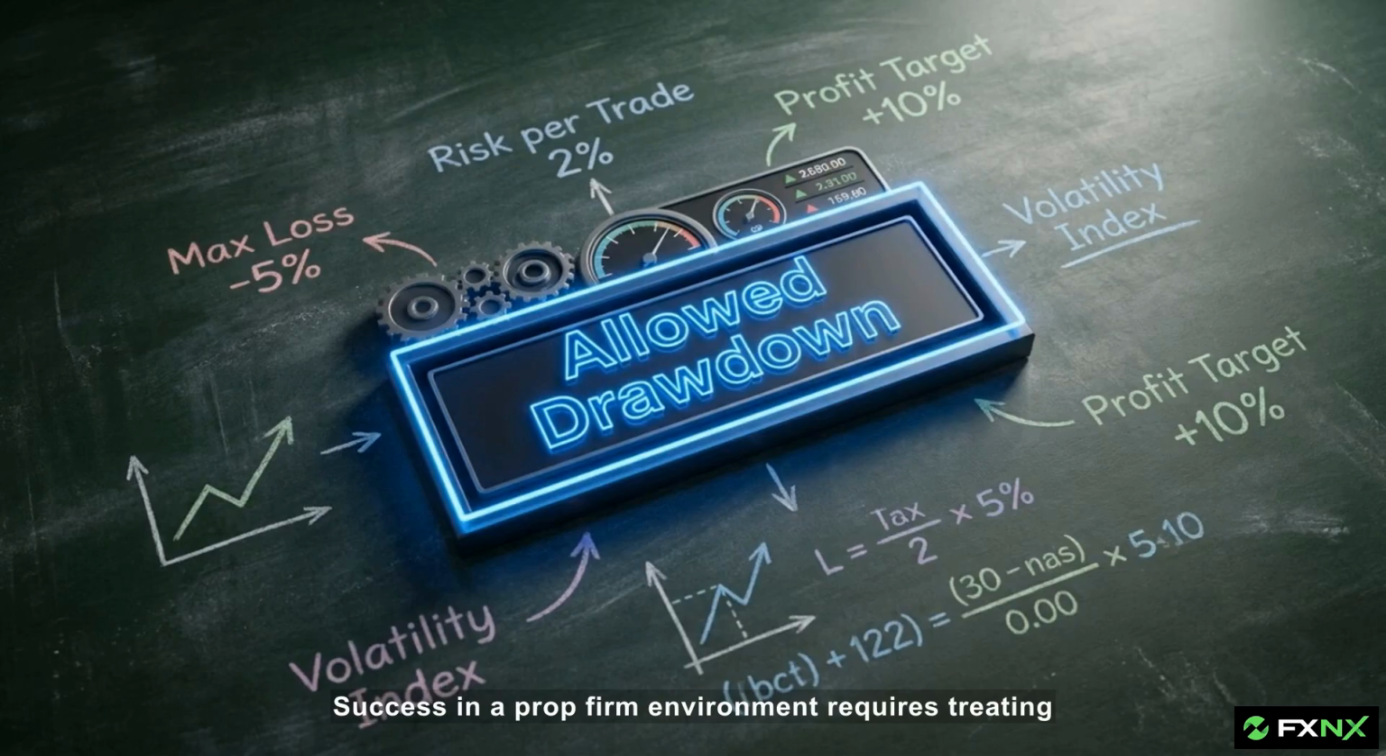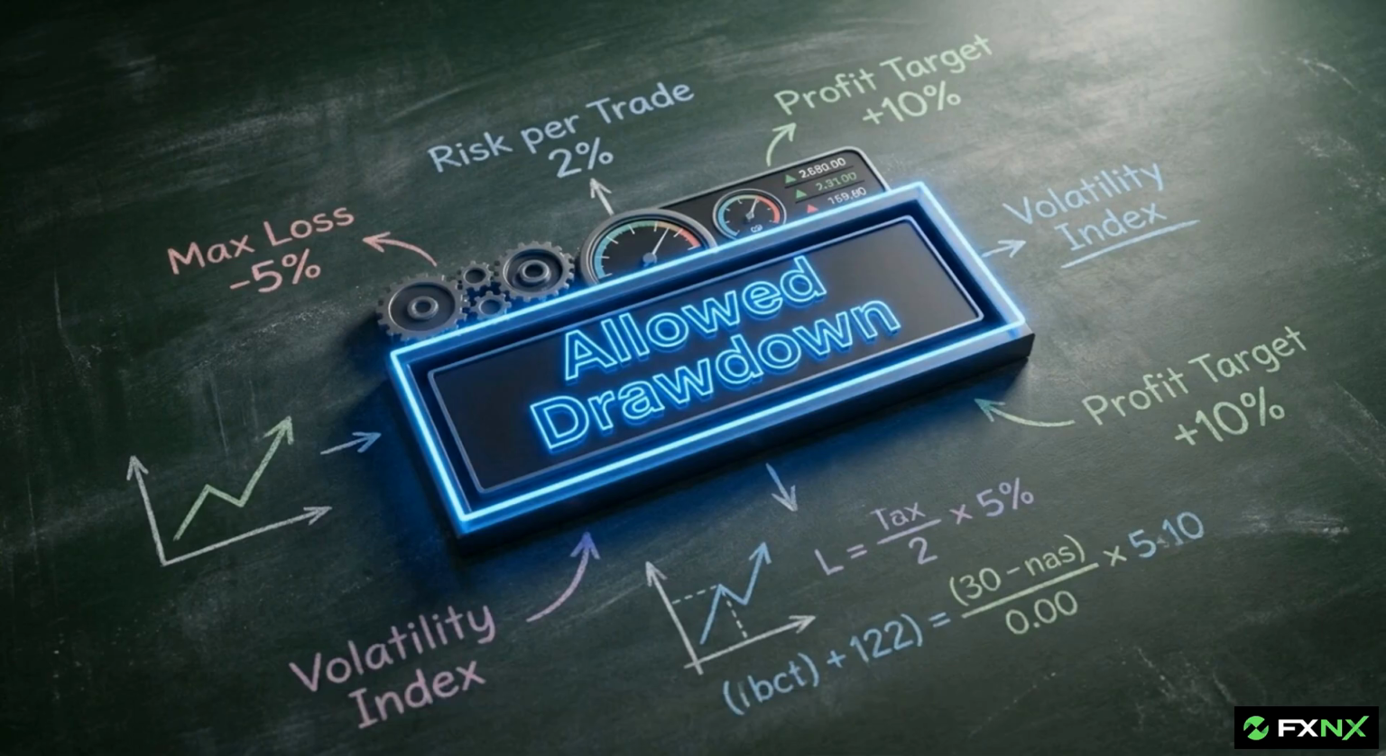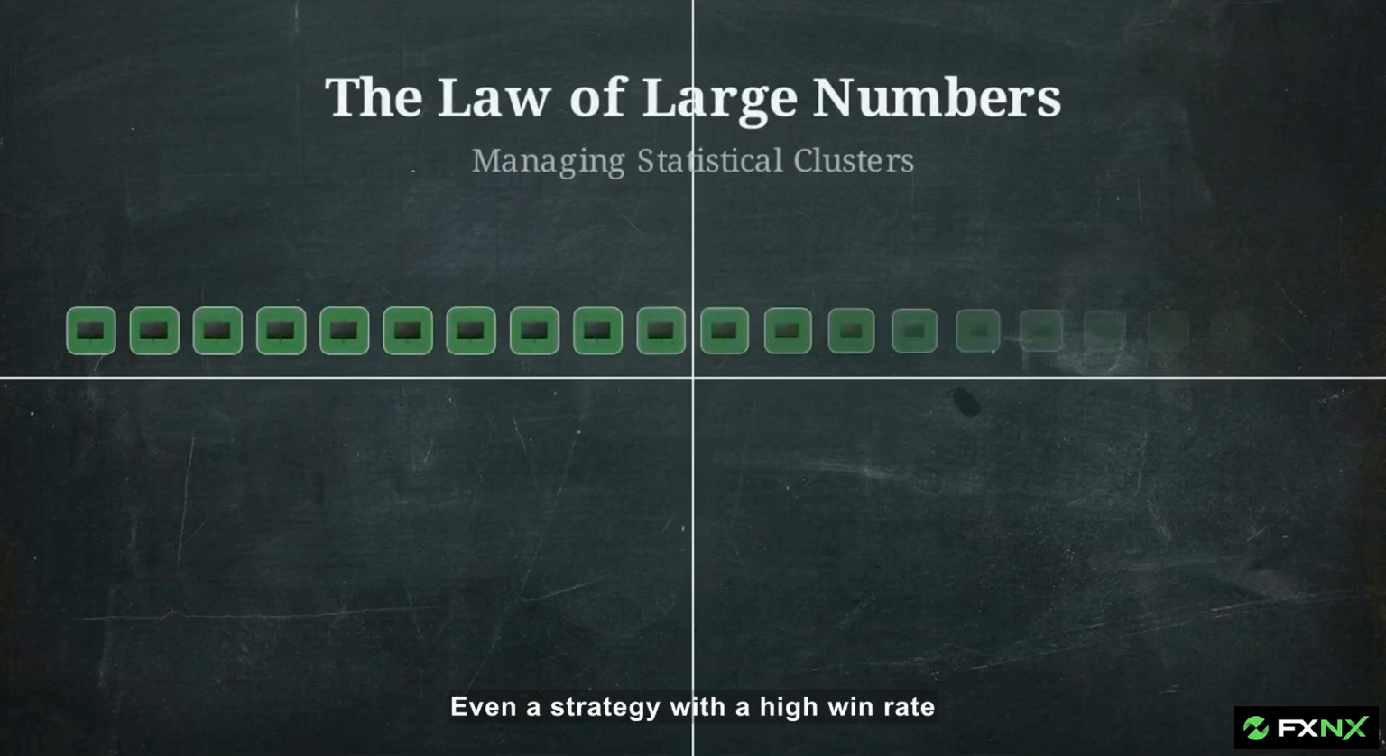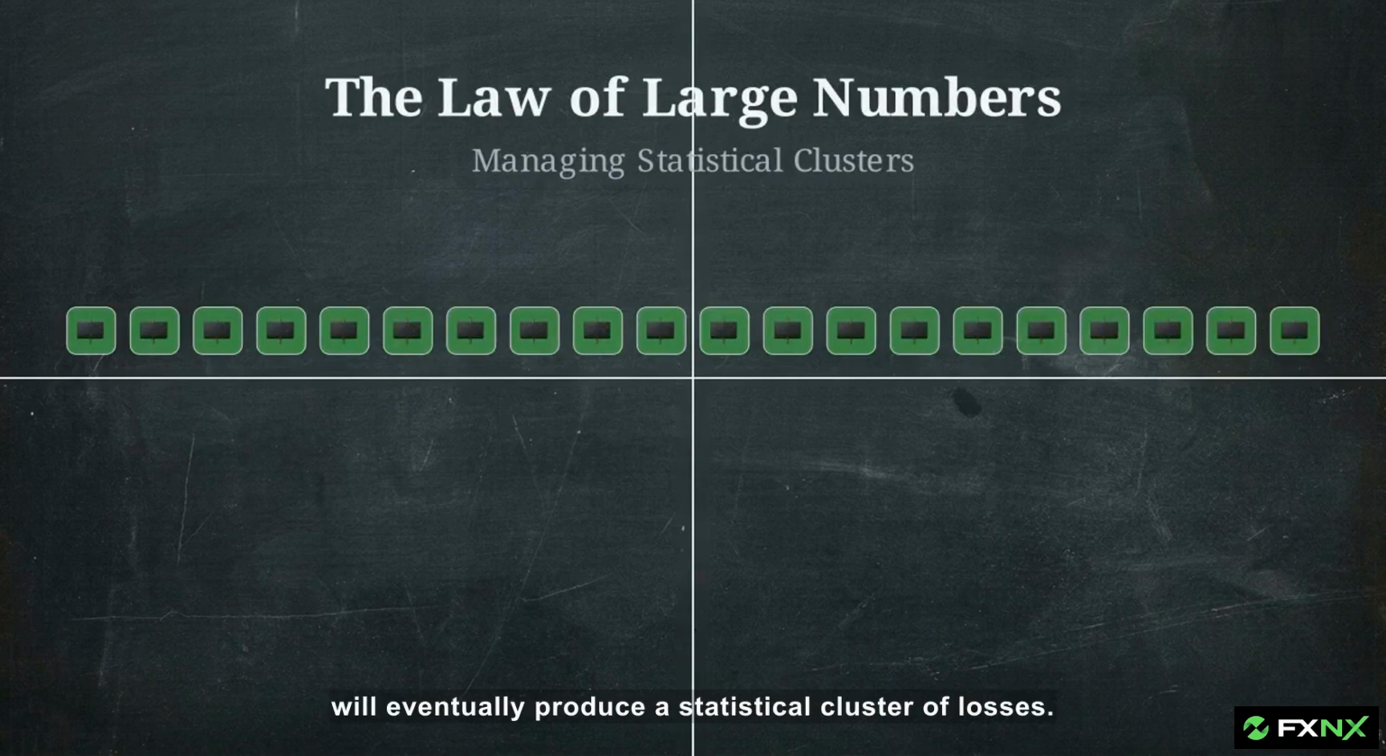Success in a prop firm environment requires treating the account as a constrained mathematical sandbox. In this setting, defending your functional capital is the primary requirement for survival. Trading is a game of probabilities. Even a strategy with a high win rate will eventually produce a statistical cluster of losses.